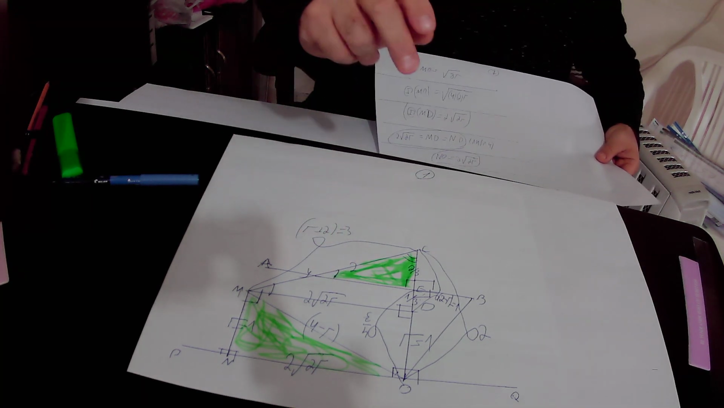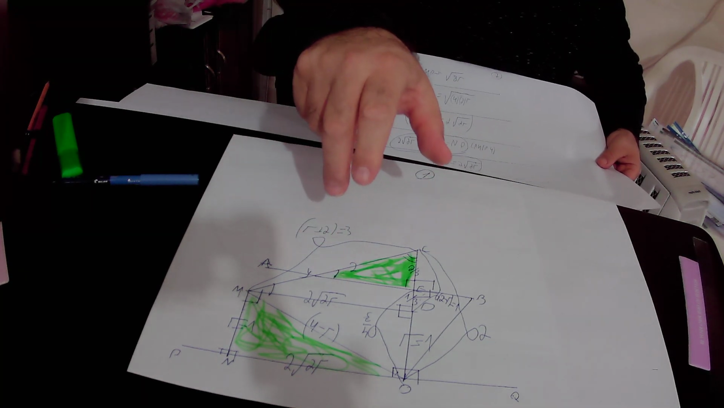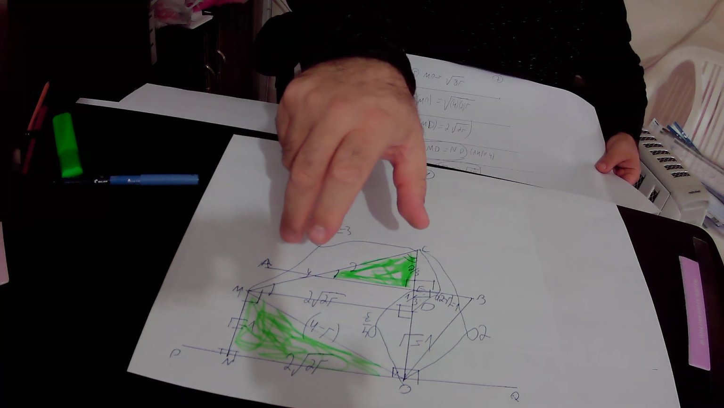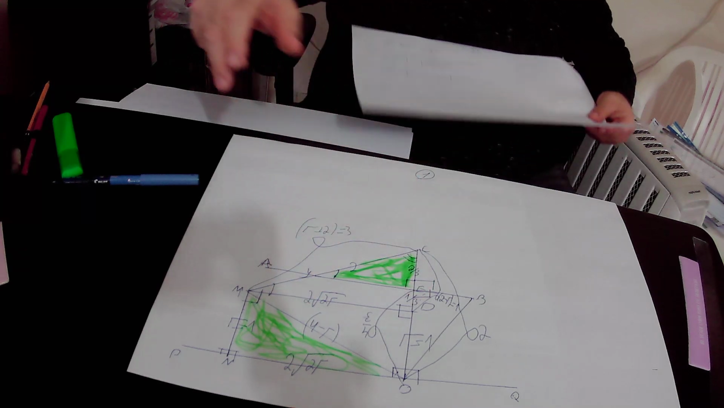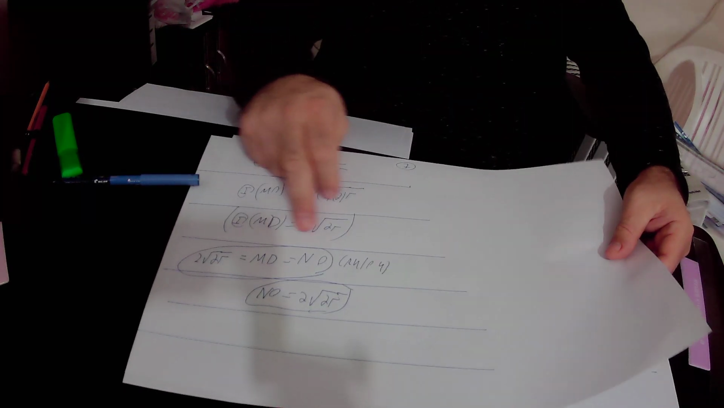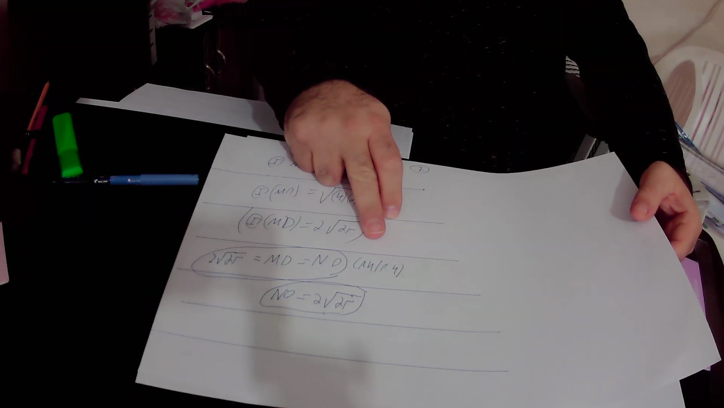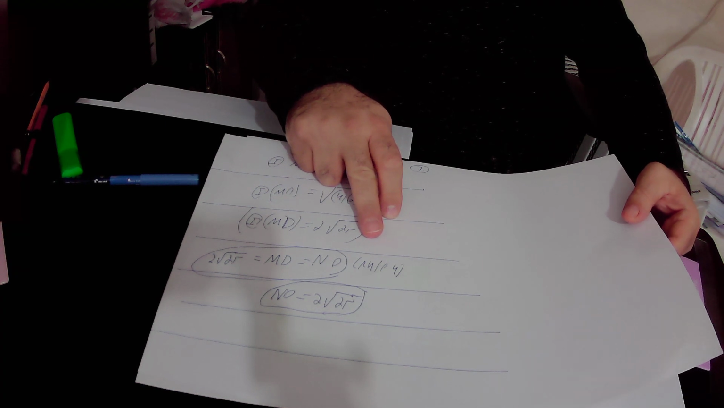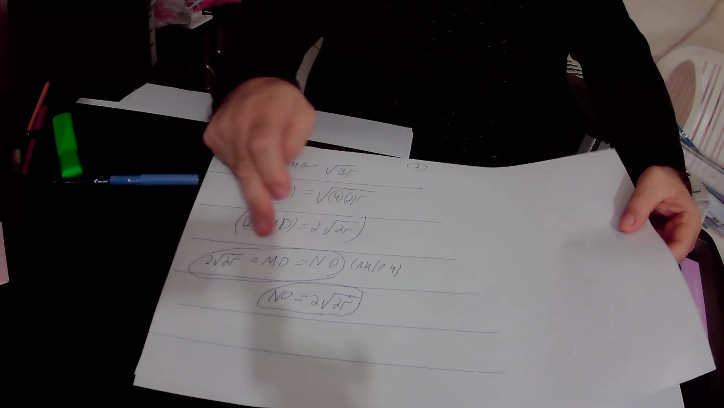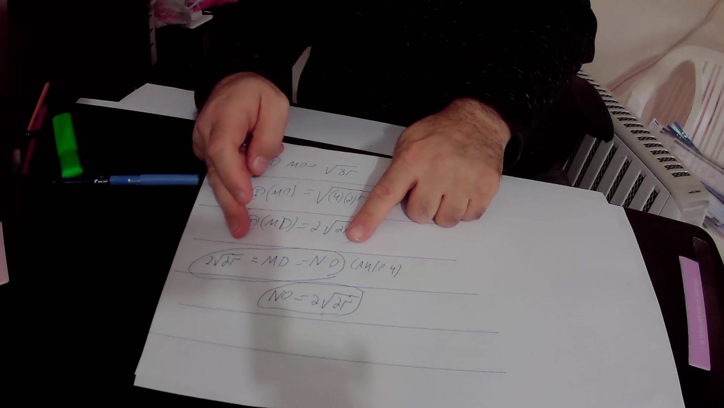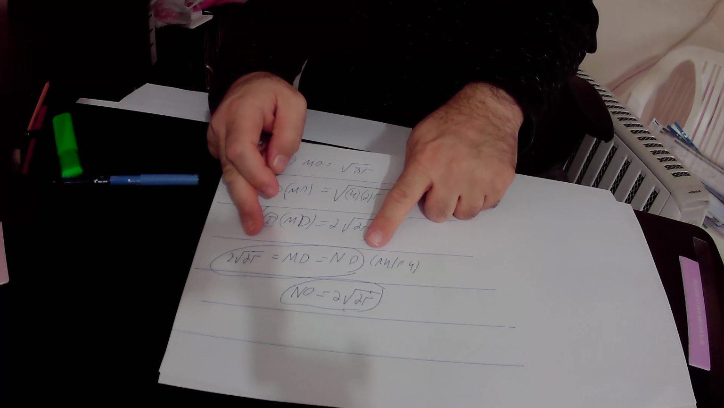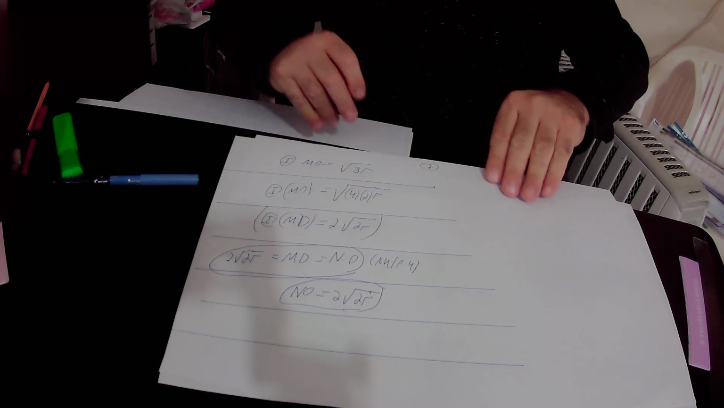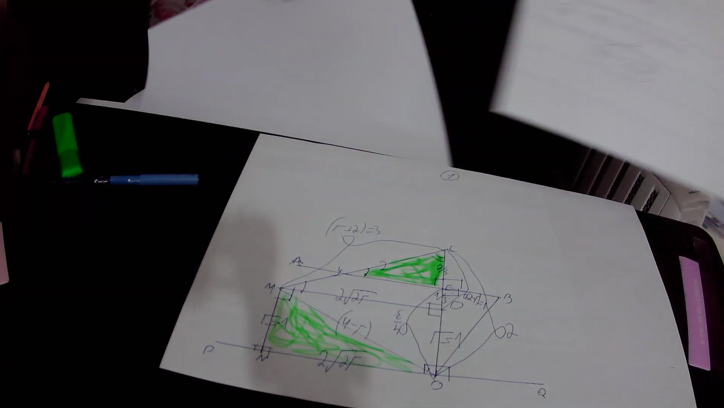And according to rule number 4, the opposite sides of a rectangle are equal to each other. That is to say, MD equals NO according to rule number 4. But we have already found out that MD equals 2 times the square root of 2R. So from this equality we conclude that NO also equals 2 times the square root of 2R. Okay?